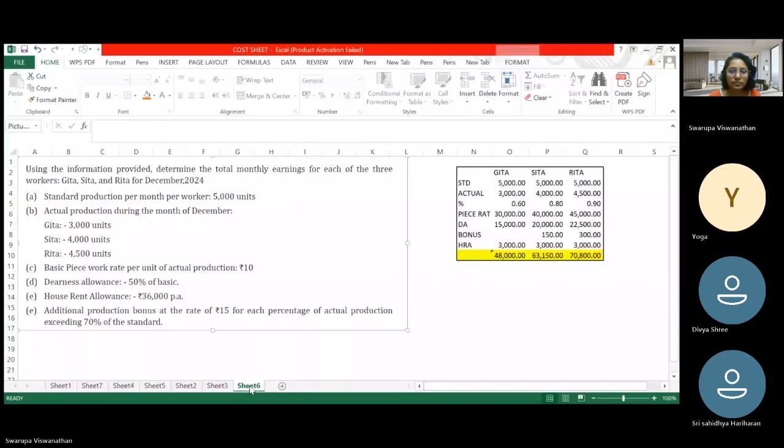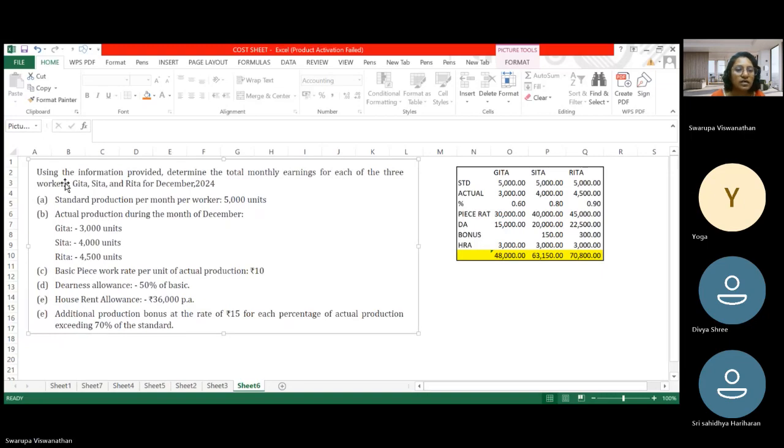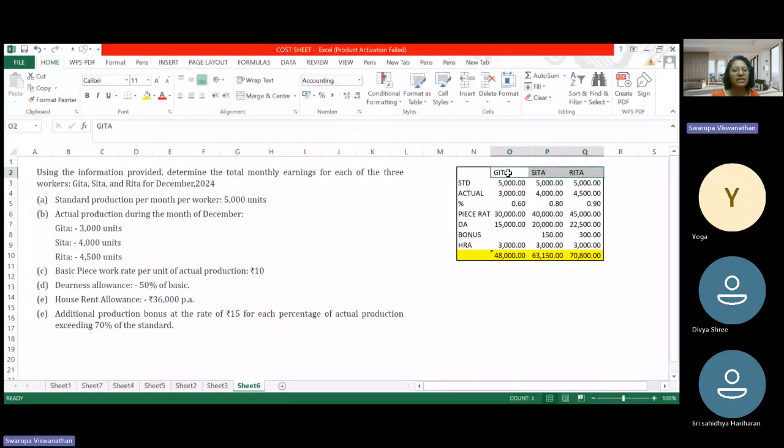Now going to the next question. Using the information provided, determine the monthly earnings of each of the workers, Geeta, Sita, Rita. So Geeta, Sita, Rita are 3 workers and we need to calculate what their wages are.